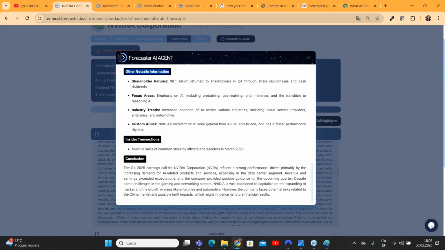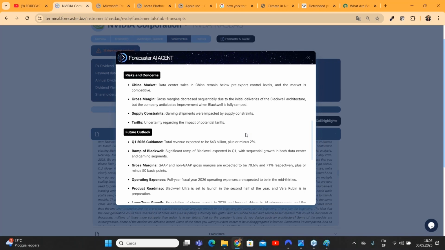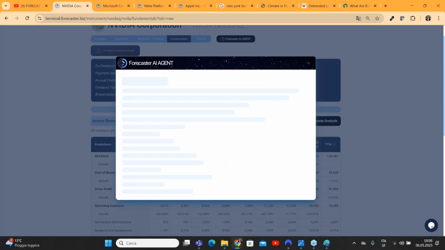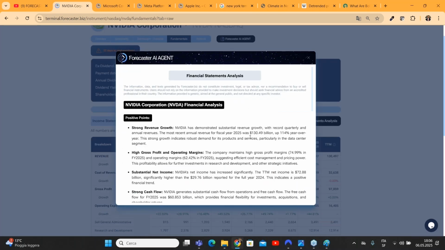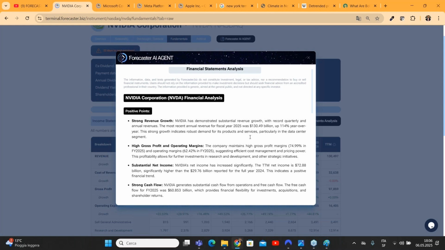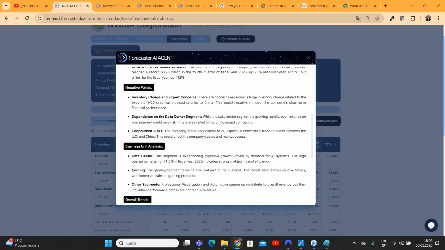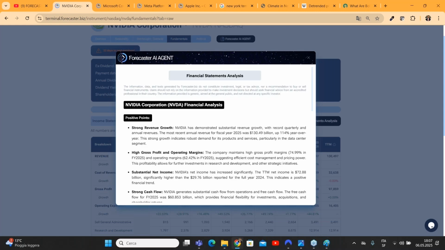You can also do the same in the raw page, where you can ask the AI agent to analyze the income statement and the balance sheet. We taught our AI agent to analyze the data. And this is very important, because as today we use the calculator for doing our math, now we can also use artificial intelligence to analyze the income statement and balance sheet.